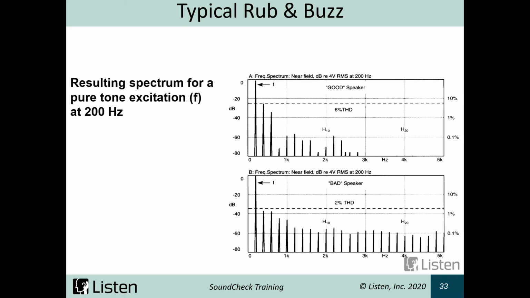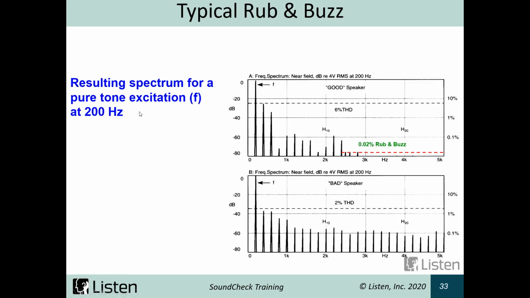So here is a use case where rub and buzz was able to tell us a little bit more information about a device than just THD. These are spectrums of two identical model car speakers. The top one was subjectively judged to be good. When people listened to it, they said, yes, I would sell this. I'm happy with how it sounds. It's great, ship it. The bottom one was subjectively judged to be bad.